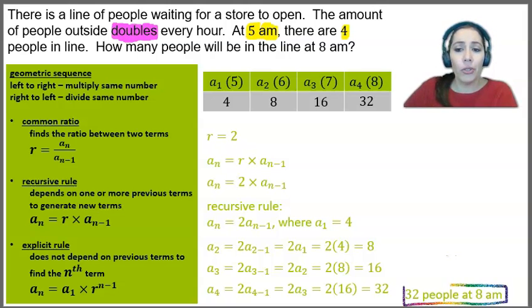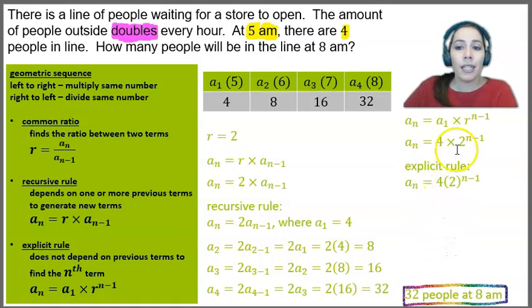Now, we could have also used the explicit rule. Remember, the recursive rule is the one where you have to know the previous terms. Notice each time that I found my next one, I had to know the previous term to get to the term I wanted. When you're using the explicit rule, you don't have to know the previous term. The formula for the explicit rule is a sub n equals a sub 1 times r raised to the n minus 1 power. I can substitute a sub 1, which is 4. My r, we know it doubles every hour, so my r is 2. We can write that explicit rule, dropping the multiplication sign and putting parentheses: 4 times 2 raised to the n minus 1 power.